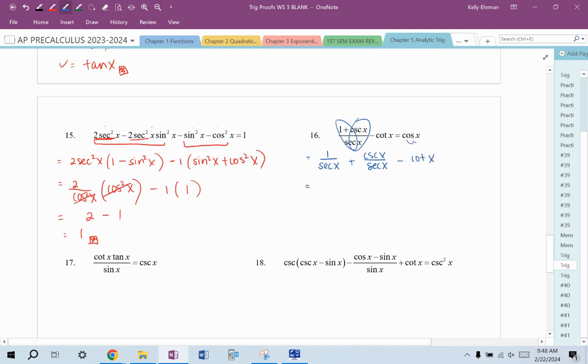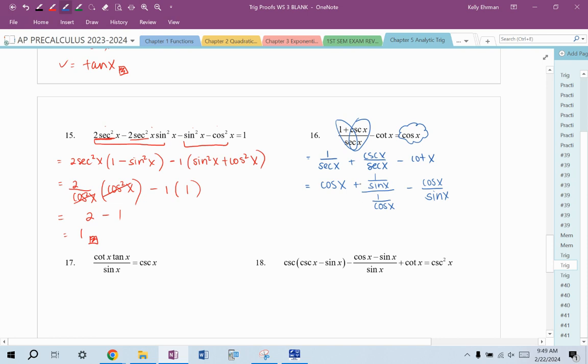Because the right side is supposed to get all the way down to just cosine, change everything to sines and cosines. What is 1 over secant? Cosine. What's cosecant over secant? So let's see, that's 1 over sine over 1 over cosine minus cotangent is cosine over sine.